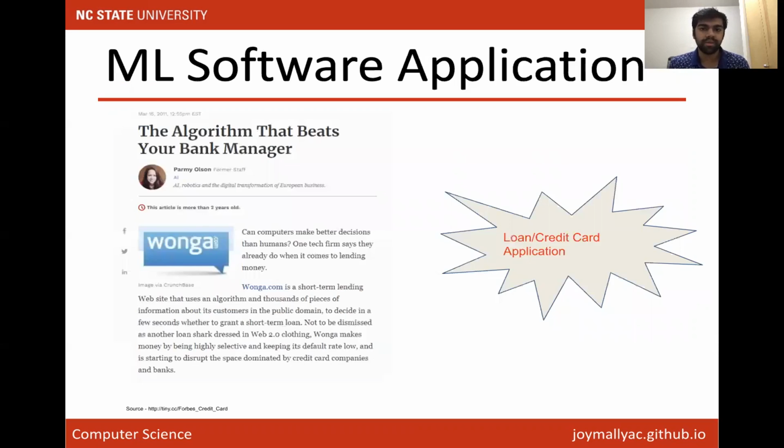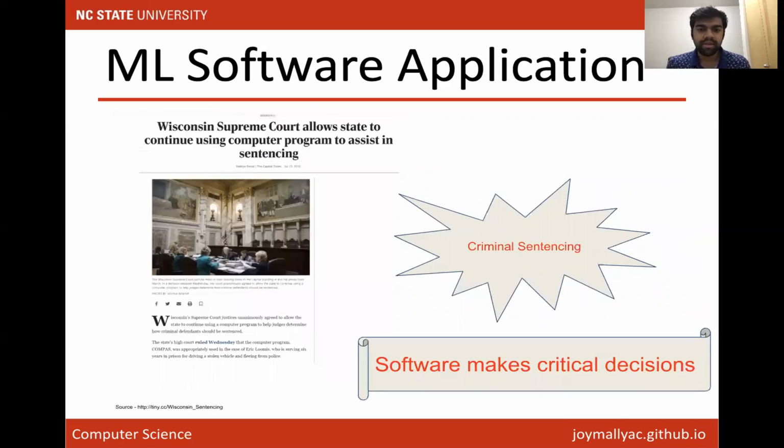Now some applications of this ML software. Here we see that instead of using human beings in case of banks for credit card approval or loan application, a machine learning model evaluates an application and decides whether the candidate will get a loan or not. Another example is criminal sentencing. In case of the Wisconsin Supreme Court, there was a model which used to determine the likelihood of a person to commit a crime in future, and based on that likelihood, the judge used to take the decision. So software is making critical decisions which are very crucial in society.